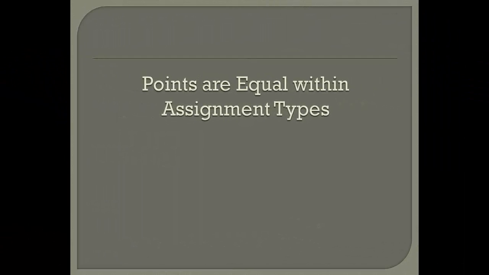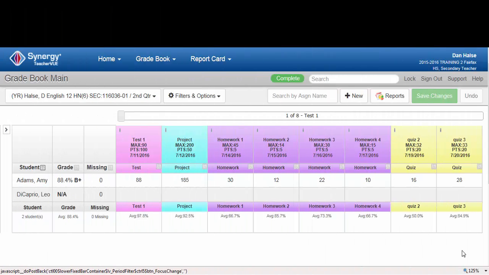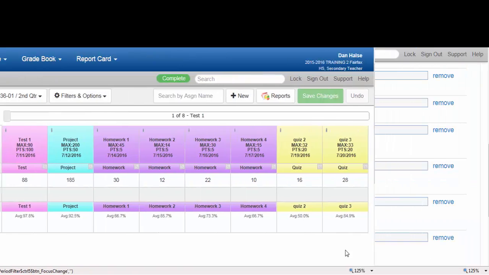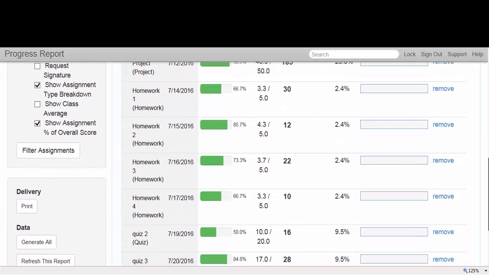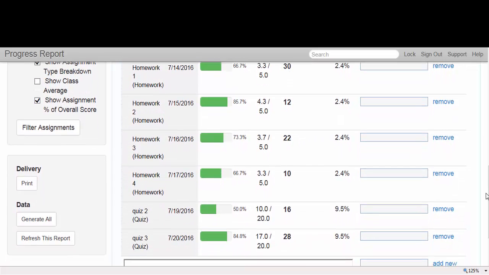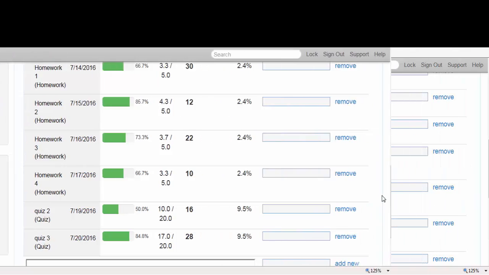Some teachers create assignments where the points are equal within each individual assignment type. In this example, the teacher sets the points in the following way. All tests are worth 100 points. All projects are worth 50 points. All homework assignments are worth 5 points, and all quizzes are worth 20 points. As you can see, the 4 homework assignments count equally, 2.4%, towards the grade, and the 2 quizzes each count as 9.5% of the grade.